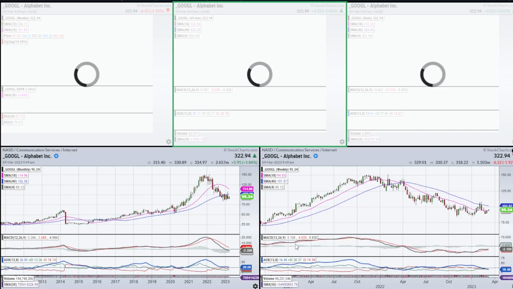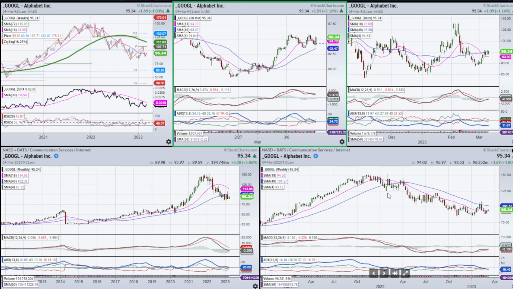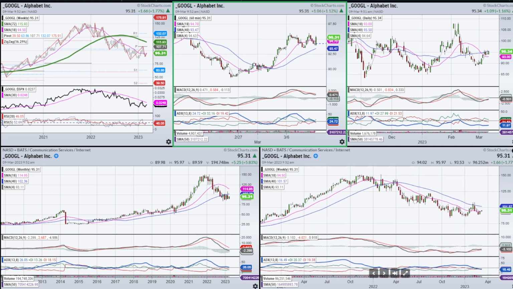Okay. All right. Let's look at Google. So I mentioned in the relatives and the DI lines that this is showing improvement, correct? We've got some break of the downtrend line taking place. We've got some improvement in green DI. We've got a little pinch forming here.